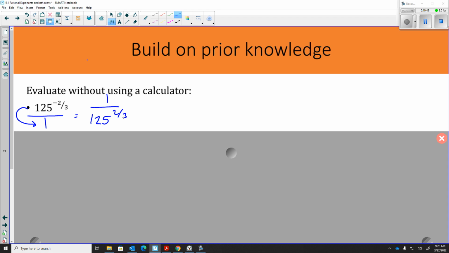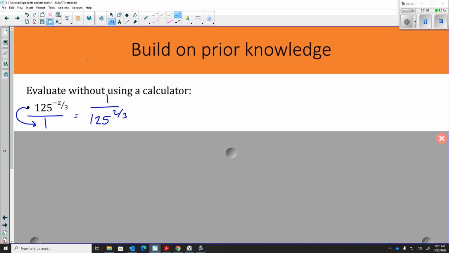Alright, so guys, let's keep moving here. I got it flipped. 125 to 2/3 power. I'm trying to figure out what that number is. I have absolutely no idea. Okay. So if you don't know what it is with the power, transform it to a radical and see if that'll help.